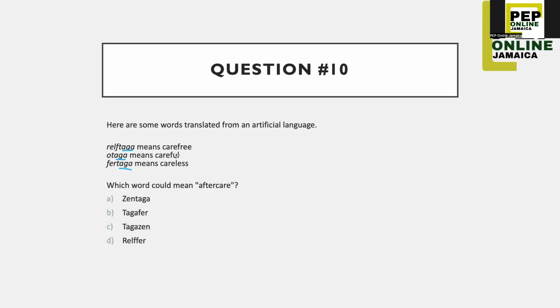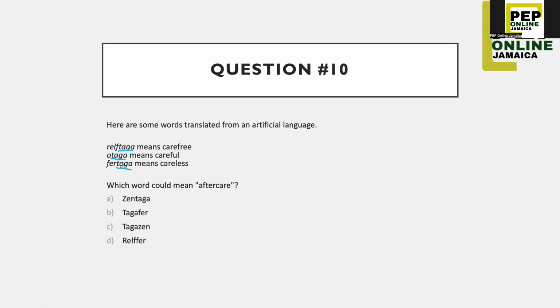Now, in the real word, the English word, care is at the front, but in the artificial word, the word that represents care is at the back. So when we do our answer, if care is at the front, we're going to have to put it at the back. If it's at the back, we put it at the front. All right? Now, look at this word. We're looking for aftercare. Remember, care was at the front here, but in the artificial word, it was represented at the back. Now that care is at the back here, we're looking for what is going to represent care at the front, and it's tega.